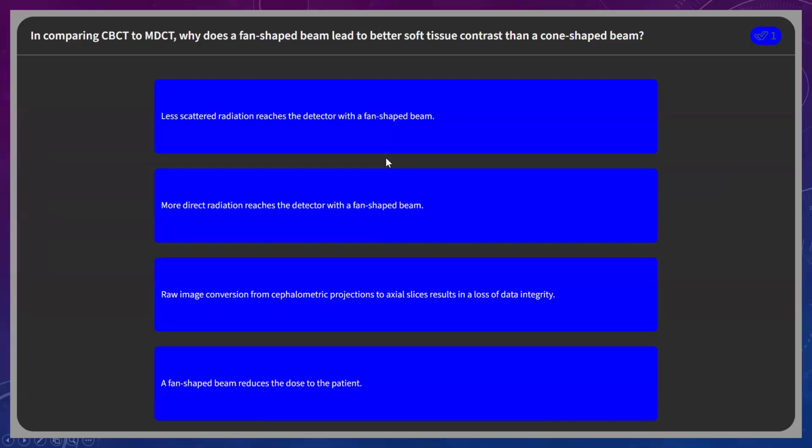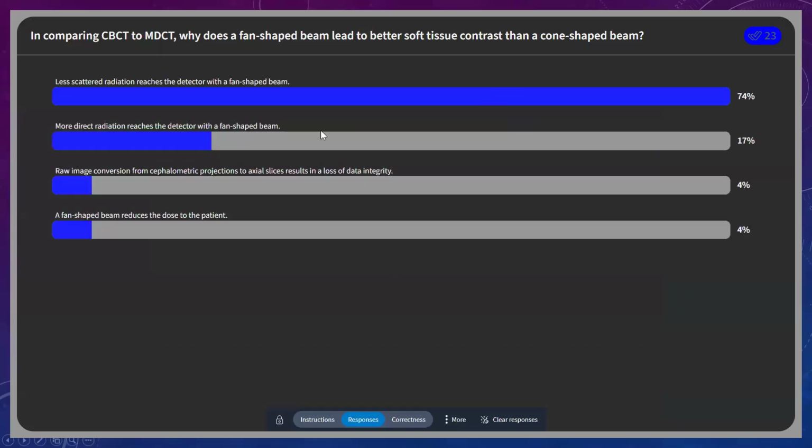But this one, in comparing cone beam CT to medical CT, why does a fan-shaped beam lead to better soft tissue contrast than a cone-shaped beam? A is correct. Yeah, with less scatter radiation reaching the detector with a fan-shaped beam.